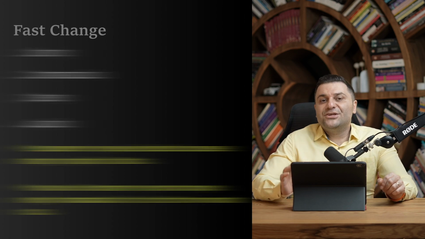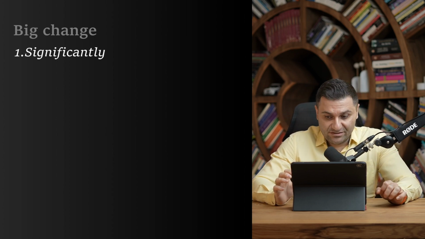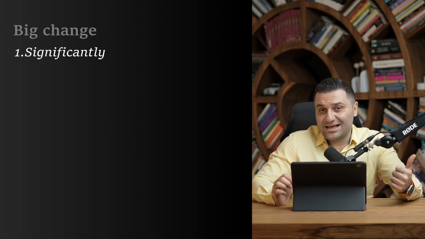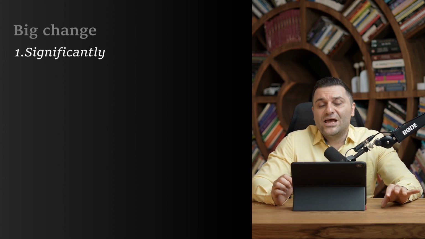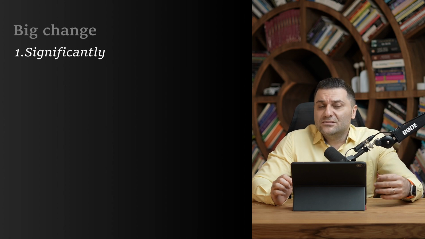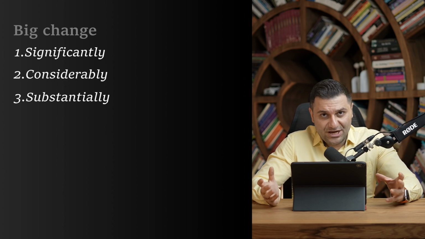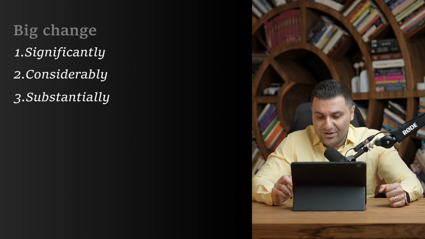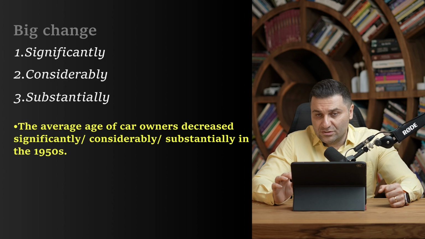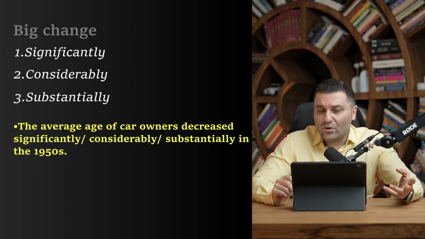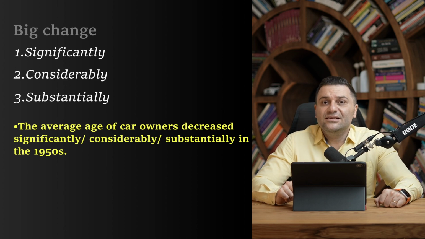Now, let's talk about big change. We had three adjectives describing big change, and it's not necessarily fast. That is significant. As an adverb, we have significantly, considerably, and substantially. So this is about big change. Now, let's make one sentence. The average age of car owners decreased significantly, considerably, or substantially in the 1950s.